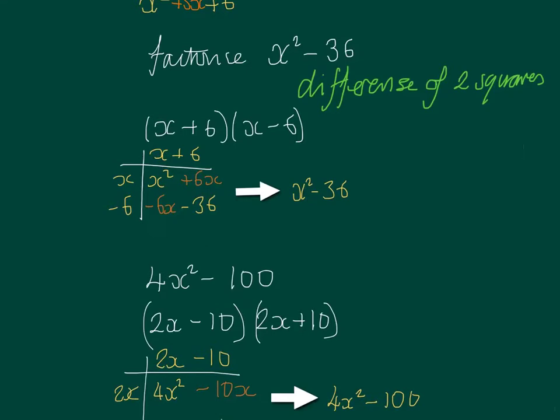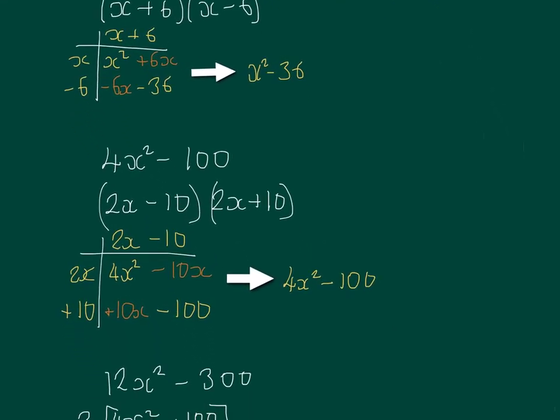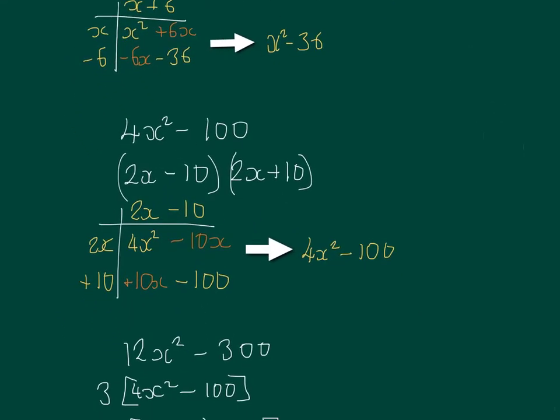I've just shown you a simple example of a difference of two squares. Sometimes they will make it look much more complicated by putting a coefficient, or if you like, a number in front of the x squared. But if you notice, 4 is a square number as well. So 4x squared is a square. The square root of 4x squared is 2x.